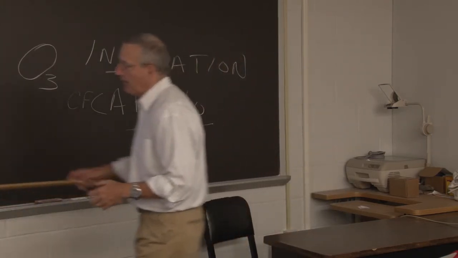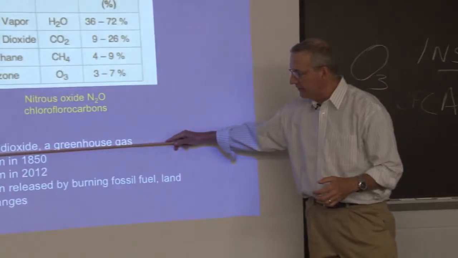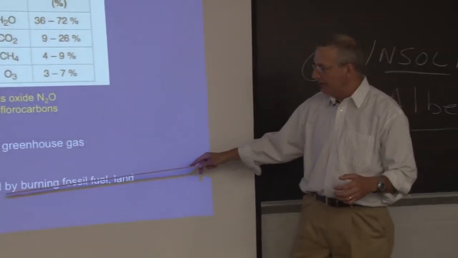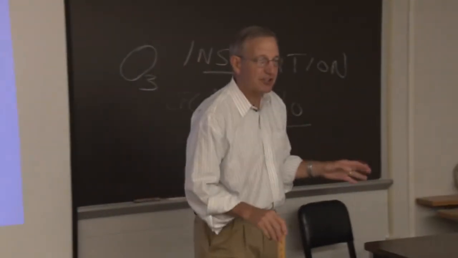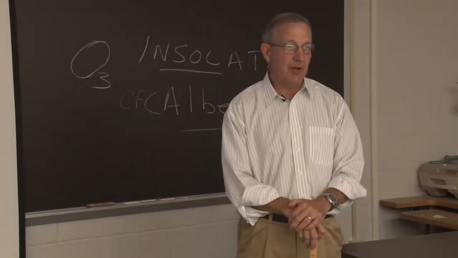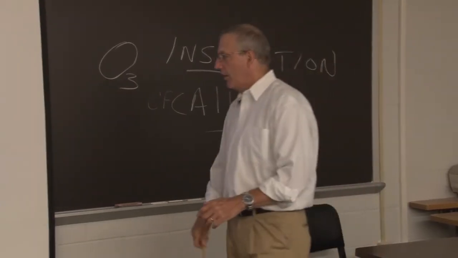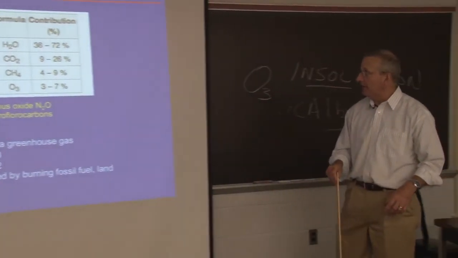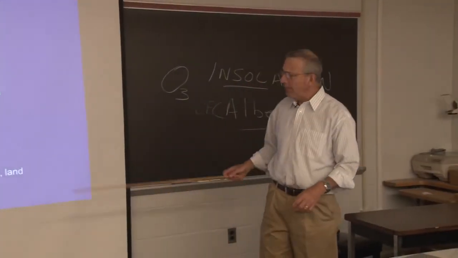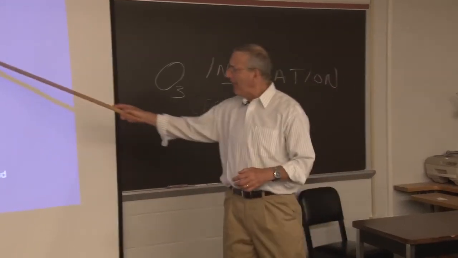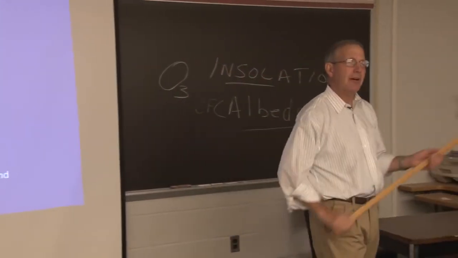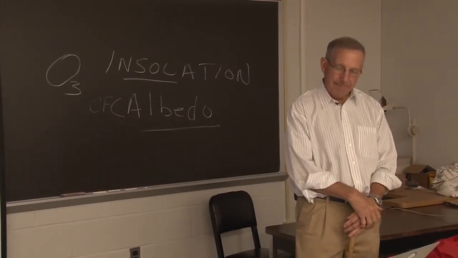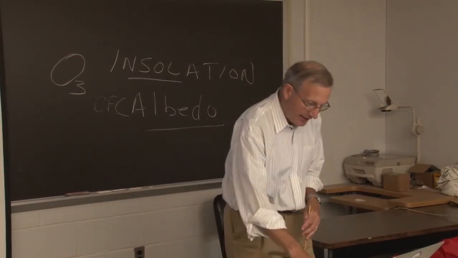So come back to carbon dioxide, a greenhouse gas. It was 280 parts per million in 1850. Today, we'll see this in the next lecture, it's 401 parts per million this month. We've released over 110 parts per million by fossil fuel burning and land use changes. Now, somebody will say, but professor, water vapor is a much more important greenhouse gas. Yes, well, we'll come back to that. That is true. But let's see how the greenhouse gases work.